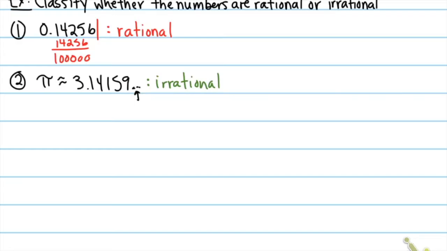Okay, let's look at another example. Let's say we've got 4, something kind of easy. Well, 4, think about it. Can you write 4 as a ratio of two integers? Well, yeah, you can. 4 as a ratio of two integers is the same thing as 4 over 1. 4 divided by 1 gives me 4, so 4 can be written as a ratio of 4 to 1. So therefore, it is a rational number.